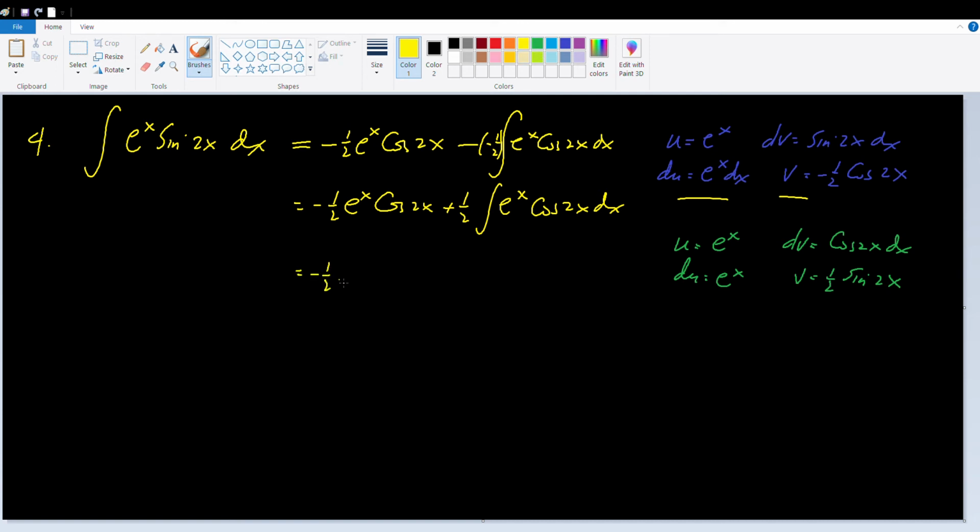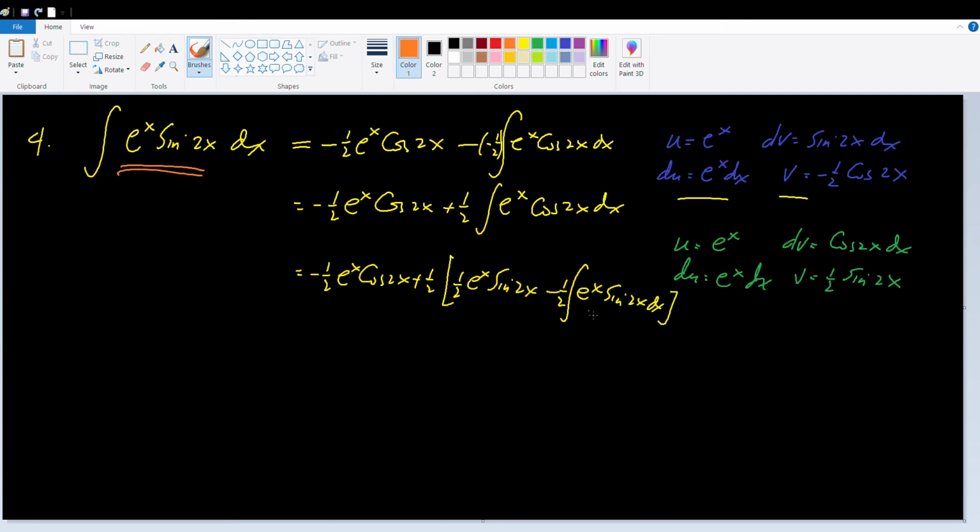So negative 1/2 e to the x cosine 2x plus 1/2 quantity uv, that will be 1/2 e to the x sine 2x minus the integral of 1/2 e to the x. There should be a dx here. So 1/2 e to the x sine 2x dx. So notice the recurrence of the original integrand, e to the x sine 2x.